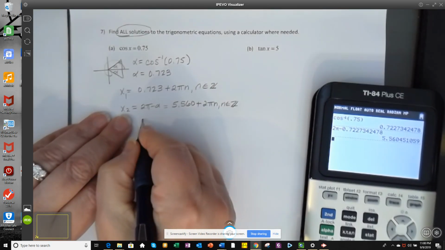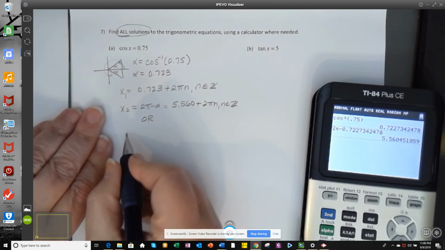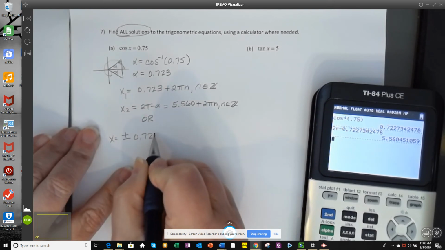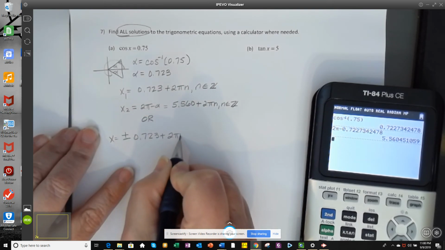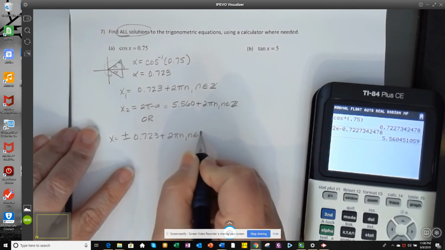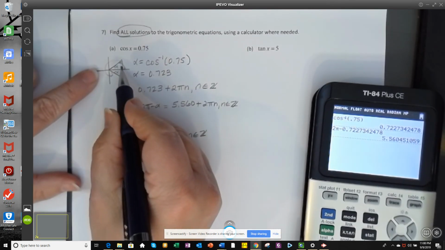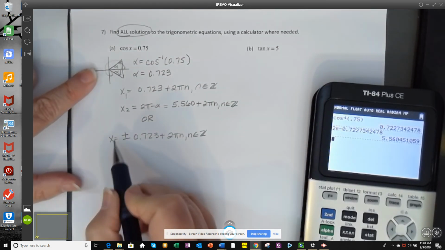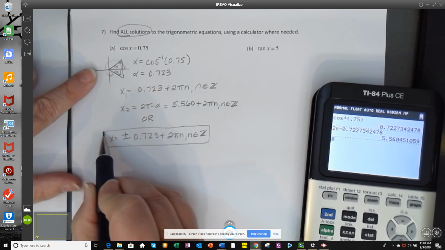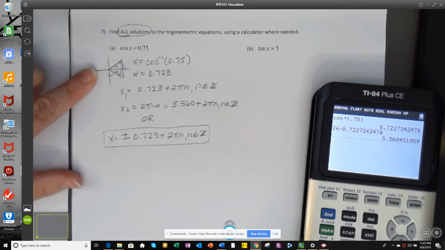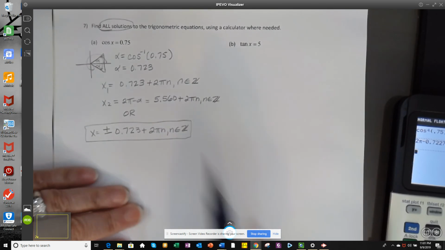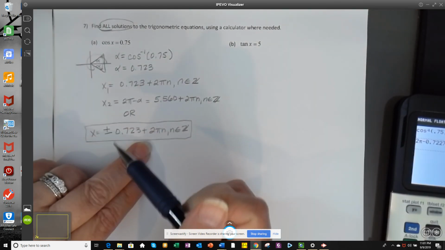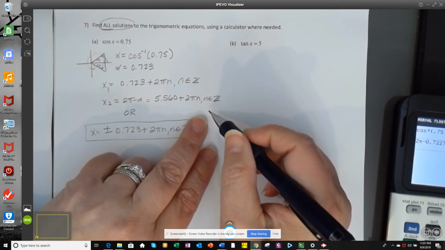Or I could say x equals plus or minus 0.723 plus 2 pi n, n an element of the integer set, because this would be the plus angle and this would be the minus angle. So I could do one statement with both answers. All right, so we just found every solution going around infinitely many times using our nice integer set notation.